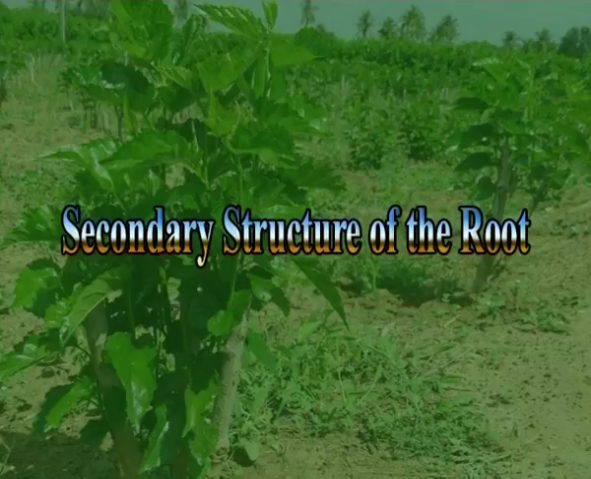Secondary structure of the root. Above the region of root hair is considered the secondary structure of the root. It is formed by the tissues generated by the secondary meristem. The growth of the root is the result of the division and growth of the cambium and phellogenic cells, resulting in the production of new tissues.